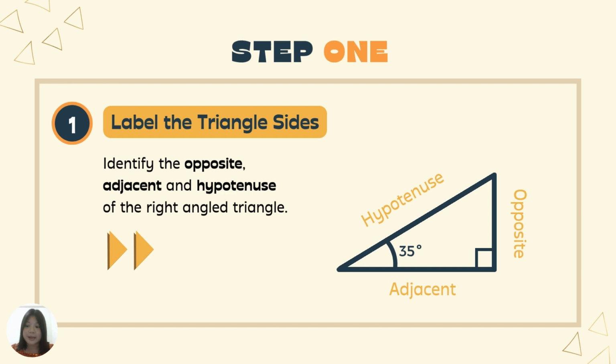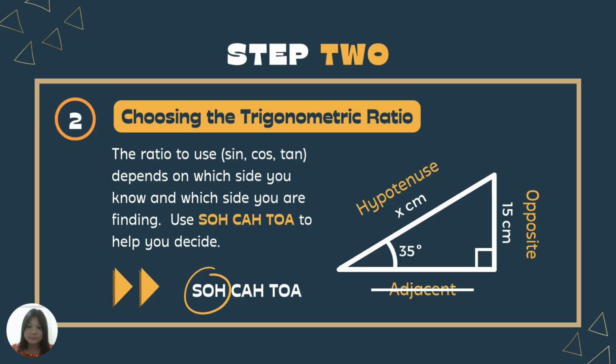These sides are labeled in relation to an angle. The opposite side is across from a given angle. The adjacent side is the non-hypotenuse side that is next to a given angle. Next, the ratios of the sides of a right triangle are called trigonometric ratios. 3 common trigonometric ratios are the sine, cosine, and tangent.